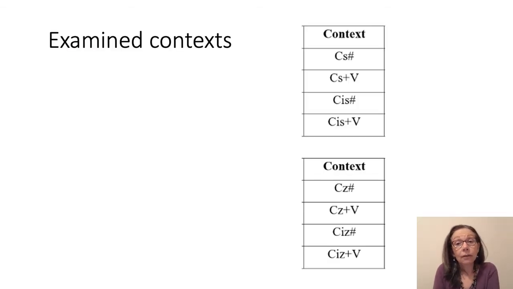So these are the contexts then. The top table is for CS and the bottom one for CZ, and the consonant S was examined word finally, followed by a vowel, and then when an epenthesis occurred, word finally, and when an epenthesis occurred, word finally followed by a vowel. And the same for the Z nouns, CZ nouns.